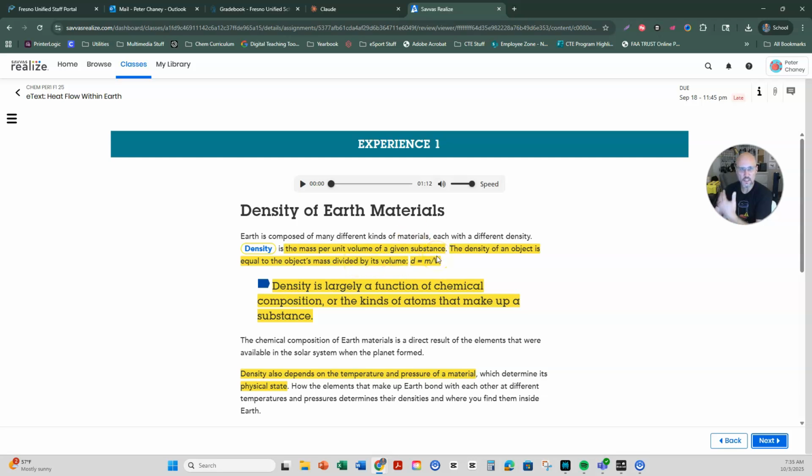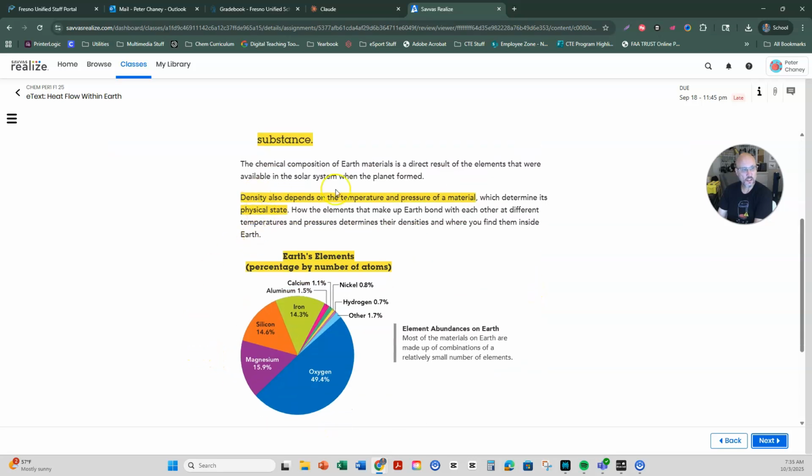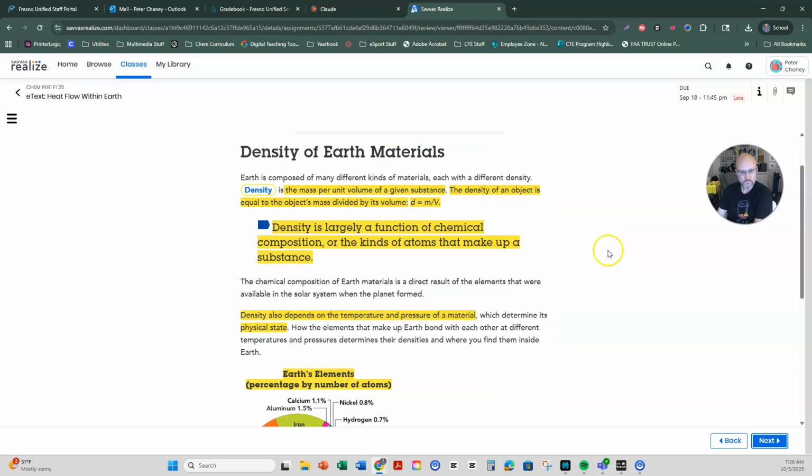So we've done this in the lab already with the cube density lab. And we highlighted every time in the textbook when we see a blue flag, we're going to highlight density is largely a function of chemical composition, or the kinds of atoms that make up a substance. We also came down here and highlighted these things about temperature and pressure, the chart about Earth's elements and what percentage of those are in it.